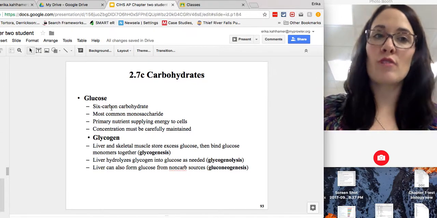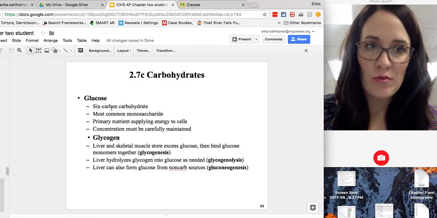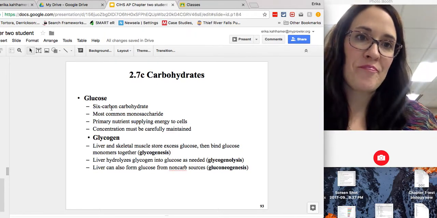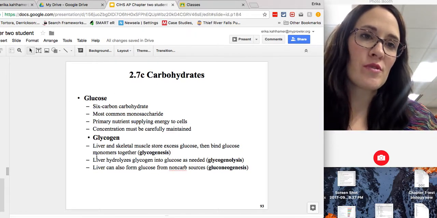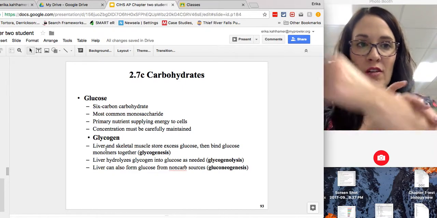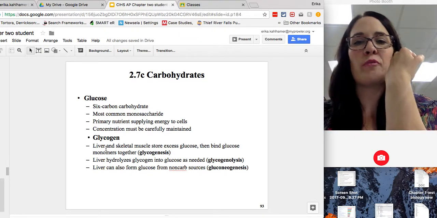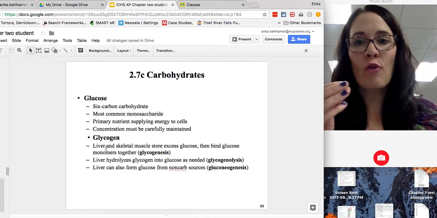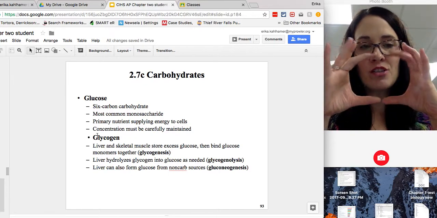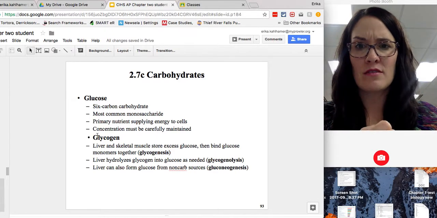If you take in more glucose than your body can use right away, your body will store it because you don't want your blood glucose levels to be too high. That would be hyperglycemia. So it stores it in the liver and your muscles, your skeletal muscles, the muscles associated with your bones, in the form of what's called glycogen. So glycogen is a large protein full of glucose, and it's stored in your liver and your muscles.